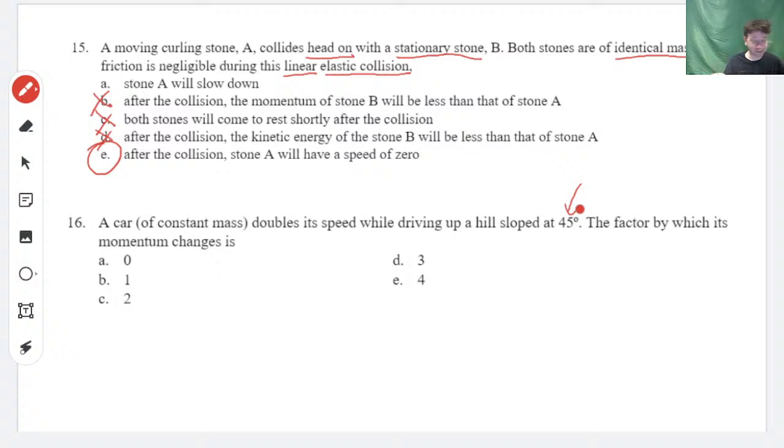So if your speed doubles, your momentum doubles. It doesn't matter if you're going up a hill, down a hill, or flying through the air in an airplane. If your speed doubles, your momentum doubles. So be careful with all the extra information. All right, any questions with those ones? Nope. All right.